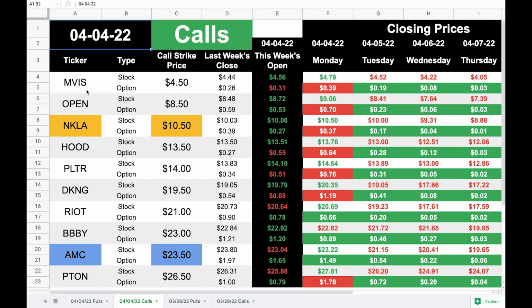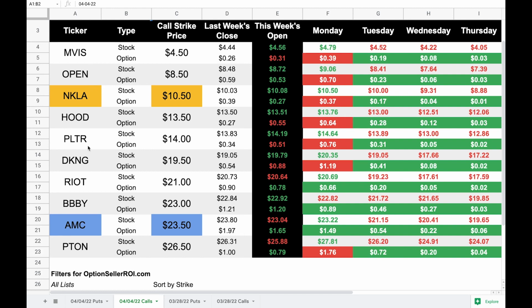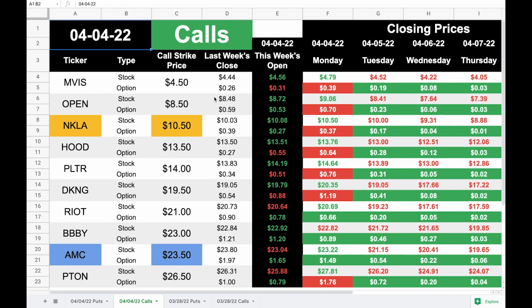Right, so here are my 10 tickers. Again, I'm just choosing 10, and it's the same setup as before. I'm showing you the suggested strike prices based on a Friday close, and then when it actually opens up on Monday. If the number is green, that means it gapped up in terms of stock value. If the number is red, it means it gapped down in terms of stock value.